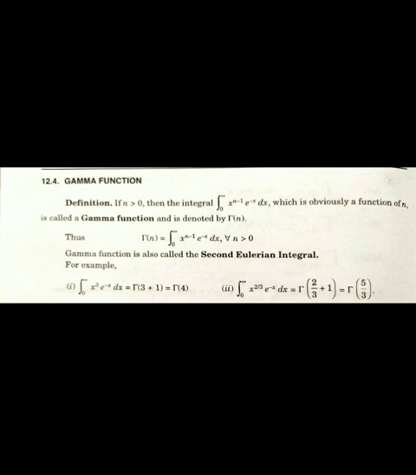The gamma function is also called the second Eulerian integral. As a point of knowledge, the gamma function is also called the second Eulerian integral. Let's see some examples of integrals that can be expressed in the form of the gamma function.